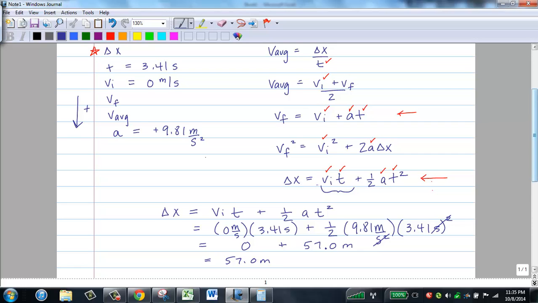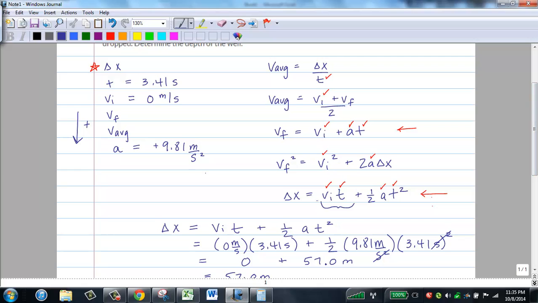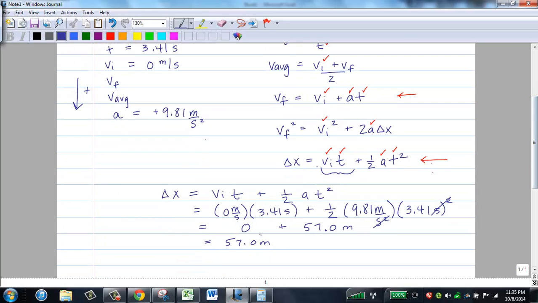If it takes 3.41 seconds for you to hear the stone hitting the water, then the stone has fallen 57 meters. All right, that's type 1, finding out how far something falls if you know how long it takes.